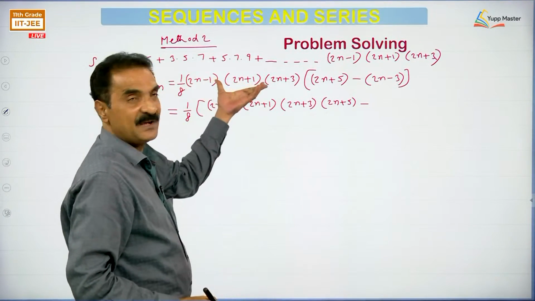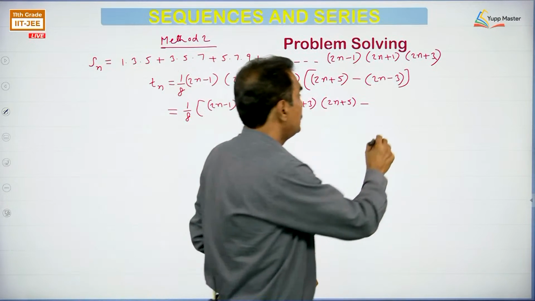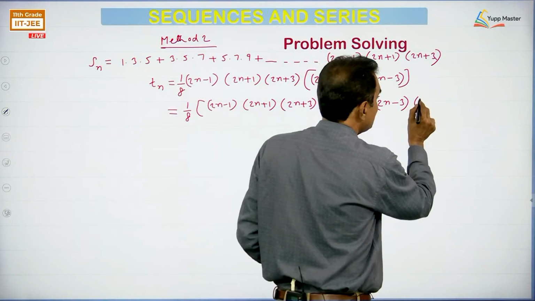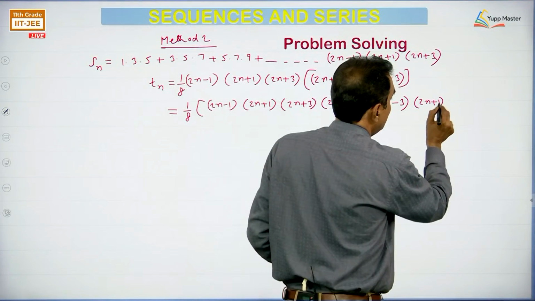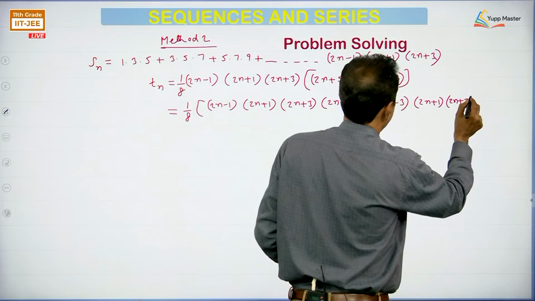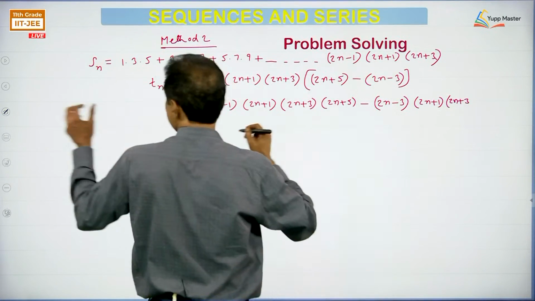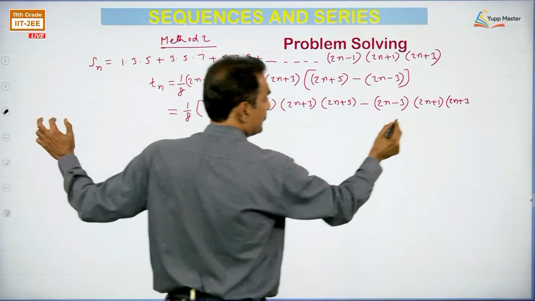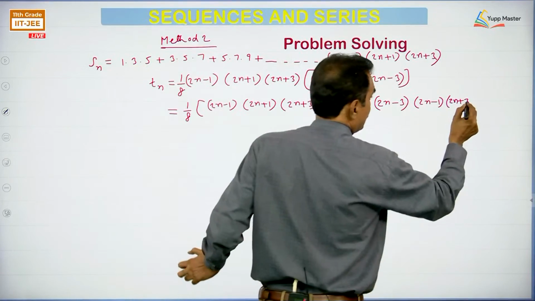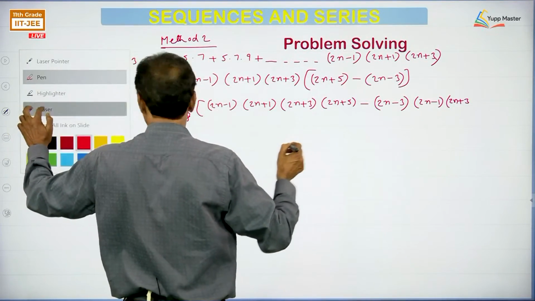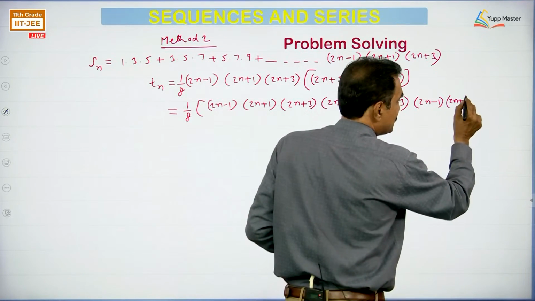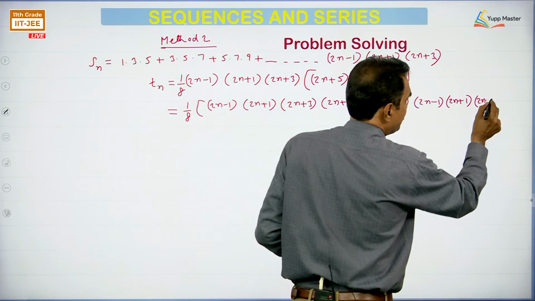minus again the same 3 into this. It is 2n minus 3 into 2n plus 1 into 2n plus 3, 2n minus 1 into 2n plus 1 into 2n plus 3.